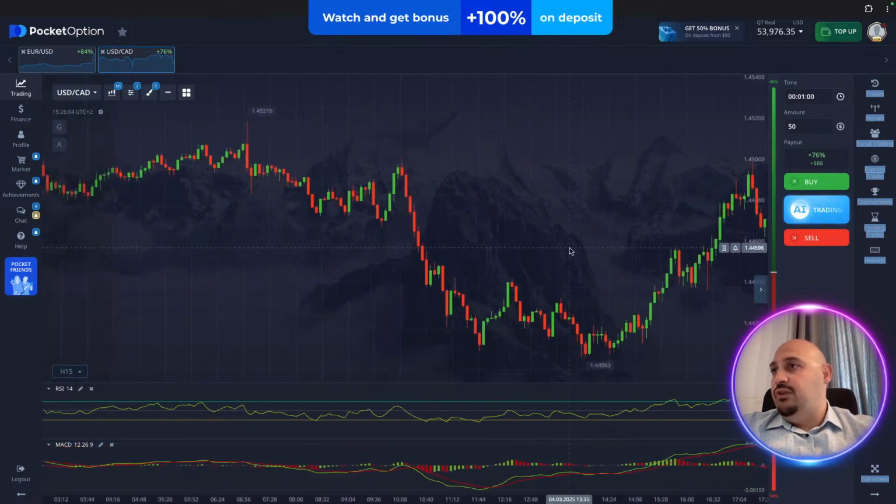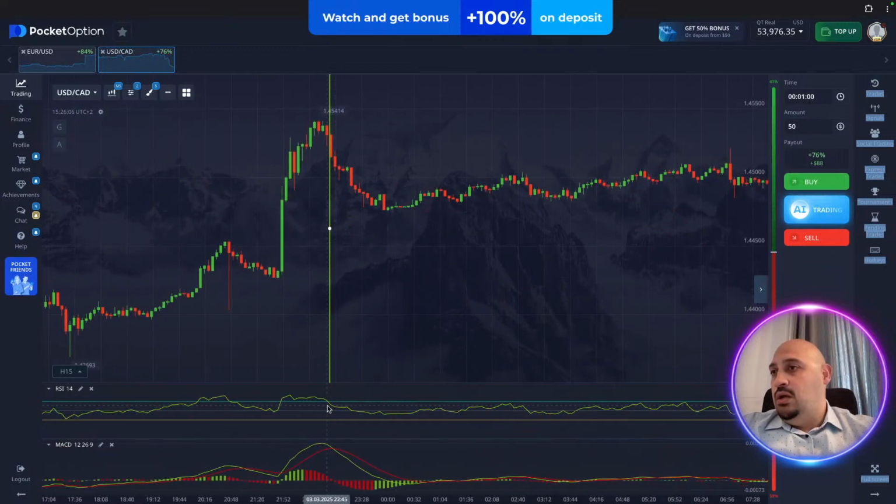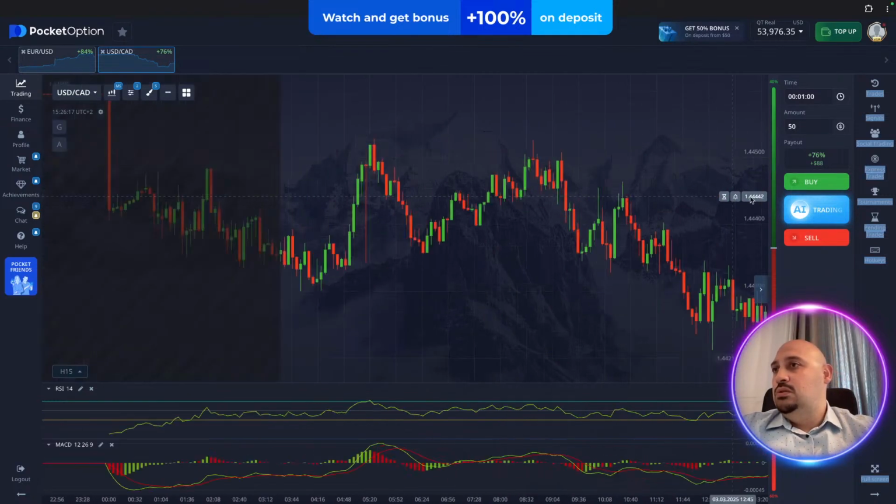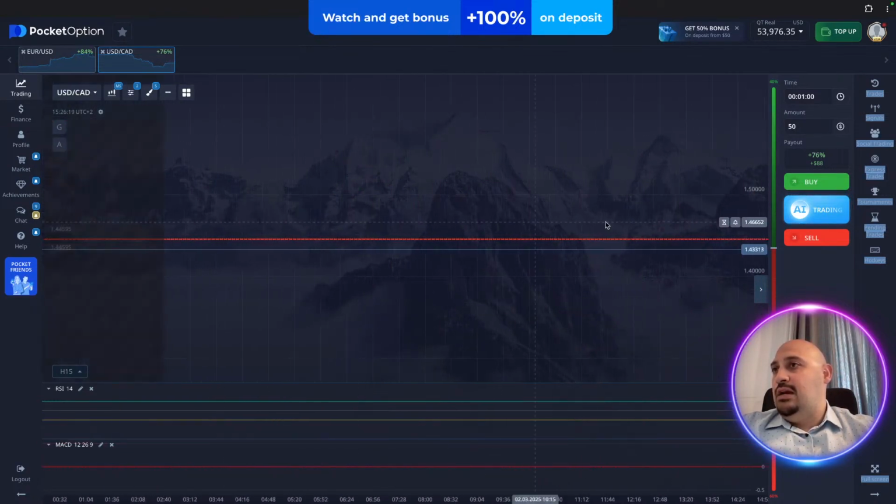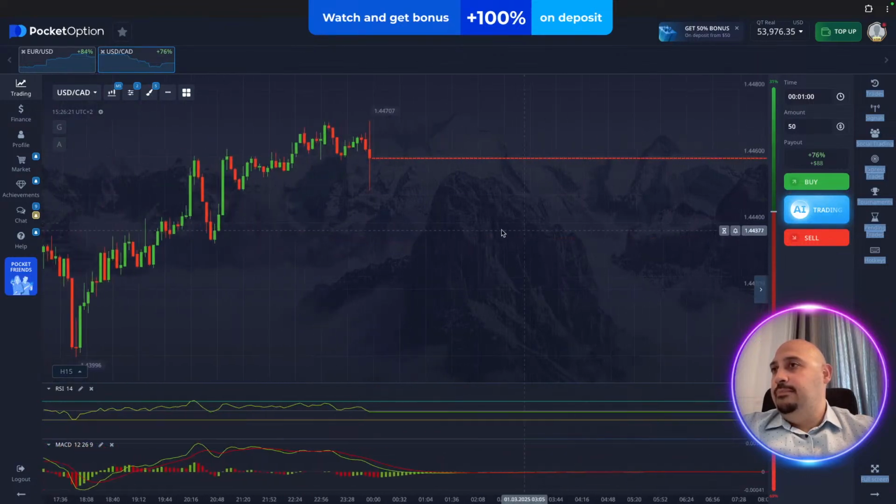There's another perfectly good example right here. RSI piercing above and then down, MACD right over here. If you had opened a selling position right here, you would have been in profit as well. And one last example before we move to the NFP.